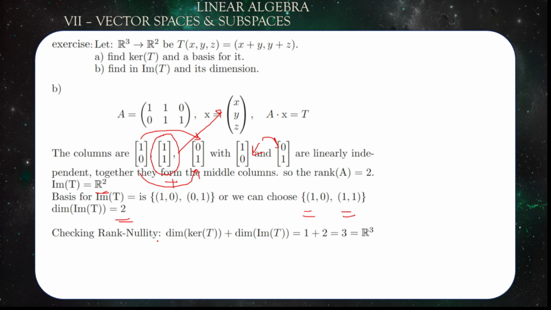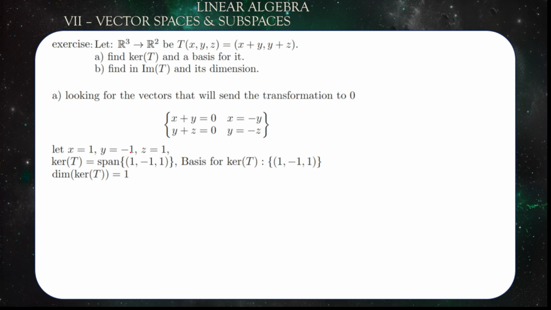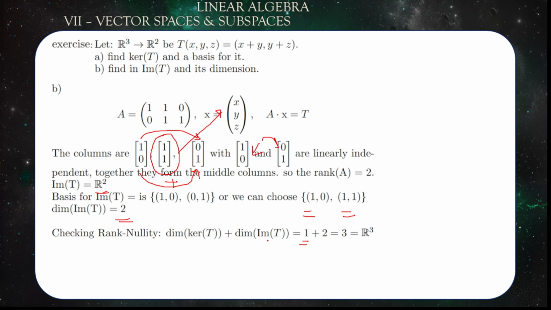Let's check the rank nullity. It is equal to the dimension of the kernel of T plus the dimension of the image of T. The dimension of the kernel of T is 1. We've seen it in the previous solution. Let's get back to it. So this was the dimension for the kernel, one vector you have. Plus the dimension of the image of T, which is 2. So 1 plus 2 is equal to 3, which gives us back the dimension of the original space, which is 3.